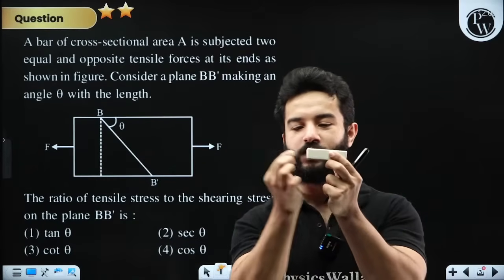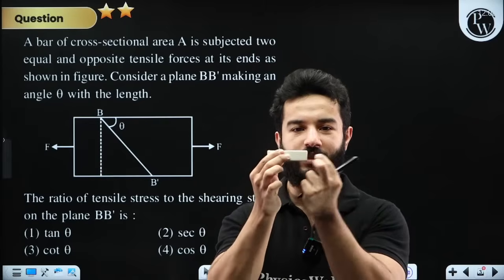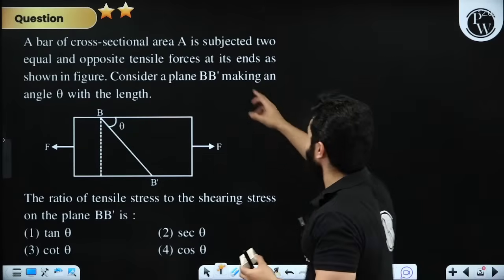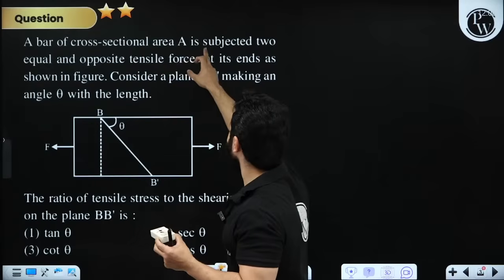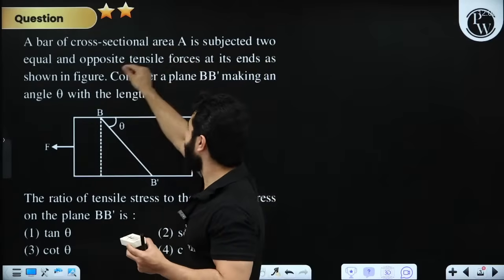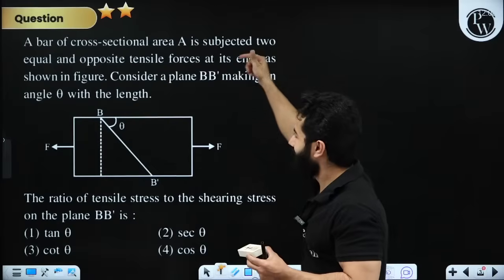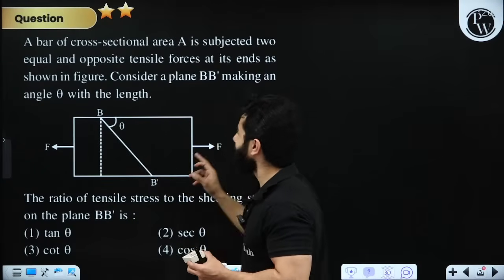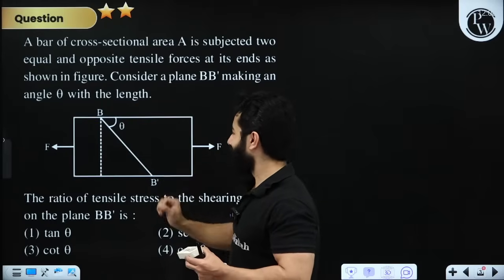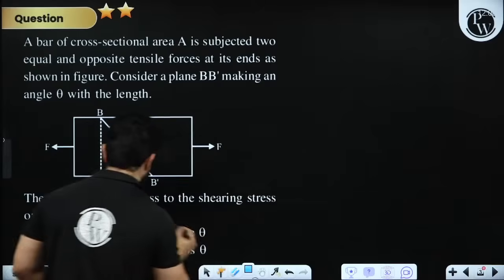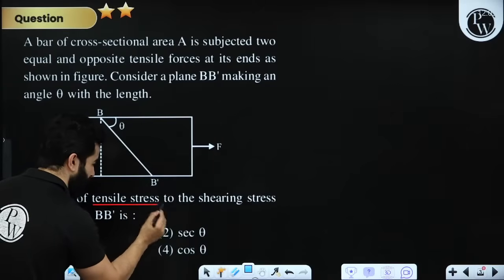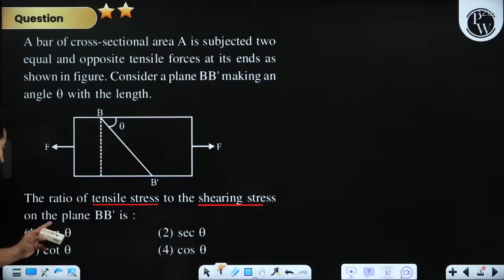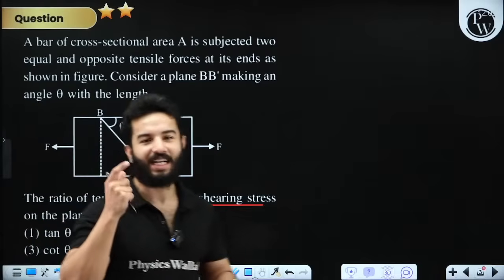We have got a force acting in this direction, tensile force F, and in this direction, tensile force F. Now they are saying a bar of cross-sectional area A is subjected to two equal and opposite tensile forces at its ends, as shown in the figure. Consider a plane BB dash, making an angle theta with the length. The ratio of tensile stress to shearing stress on the plane BB dash is going to be.